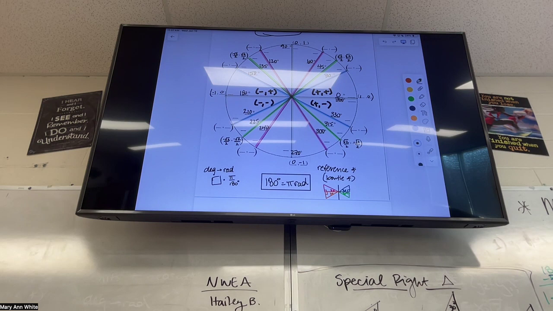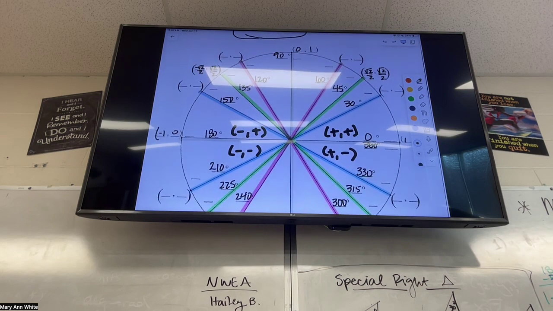Let's do our quadrant angles first. 0 degrees is how many radians? 0. 0 degrees is 0 radians. I just told you that 180 is pi radians. You remember what 90 is then? Pi divided by 2.